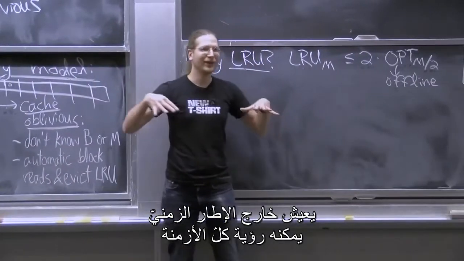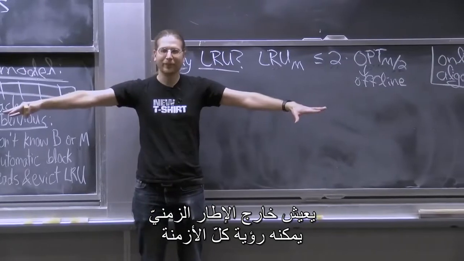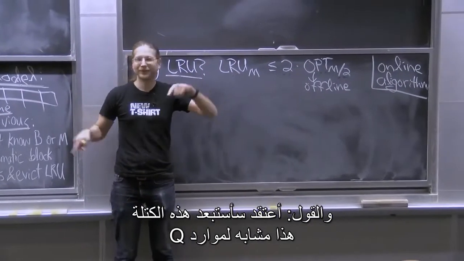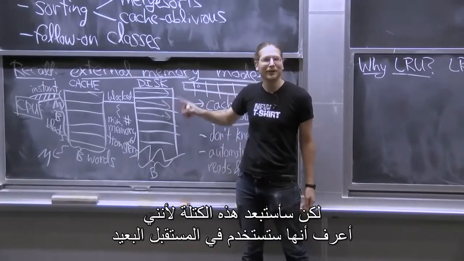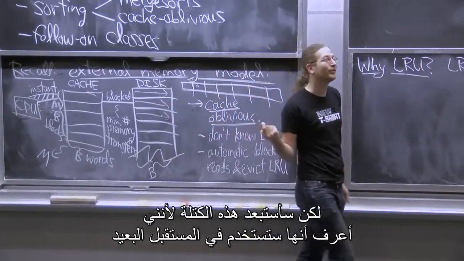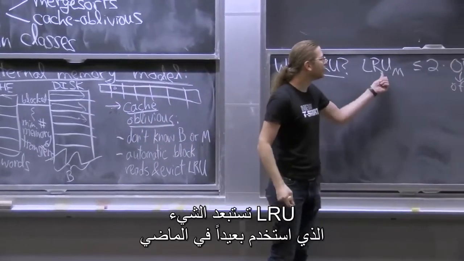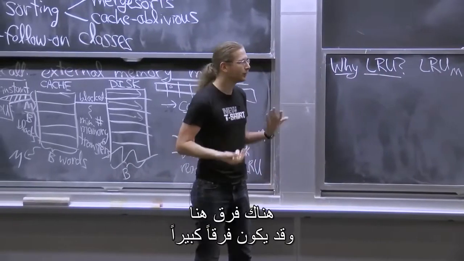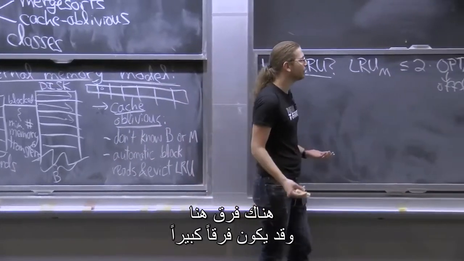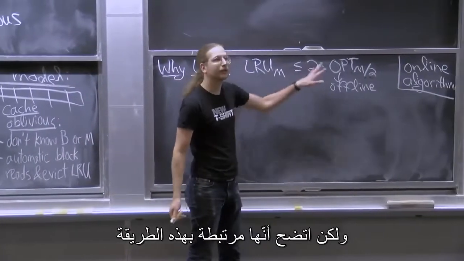It lives outside of the timeline. It can see all of time and say, I think I'll evict this block. It's like the waste of queue's resources, but I'll evict this block because I know it's going to be used farthest in the future. LRU is evicting the thing that was used farthest in the past. There's a difference there, and it could be a big difference, but it turns out they're related in this way.